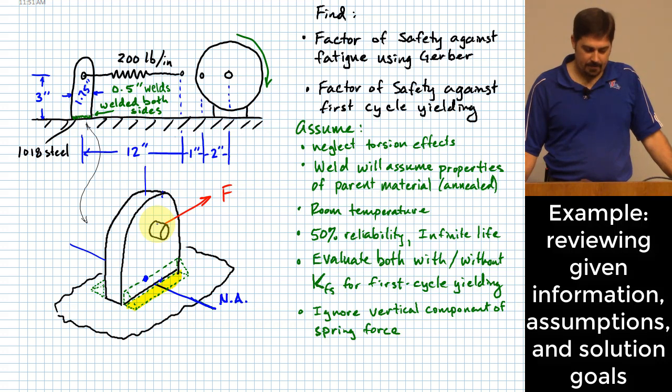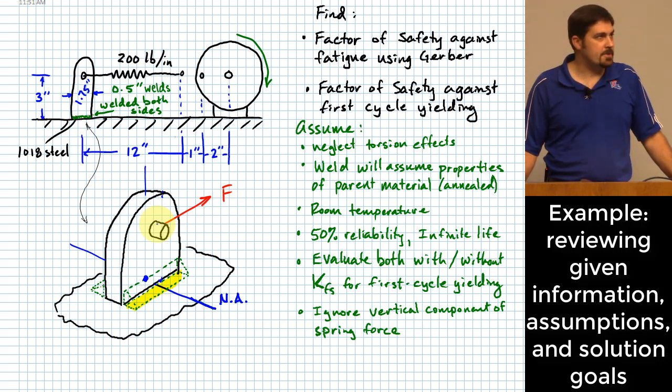What would change, relative to this problem, that might make us really want to make sure we evaluate first cycle yielding, including the stress concentration factor? It may not be something we have to think about on this problem. Can you think of something?